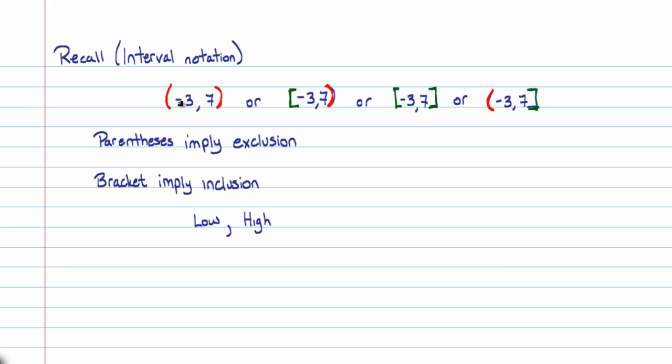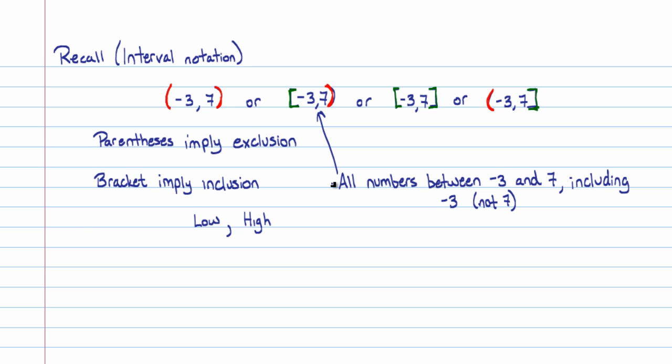Okay, so if you read through these, that first interval implies that you have all numbers between -3 and 7, but not including -3 and 7. This one right here, which I'll go ahead and actually write out, means that you have all numbers between -3 and 7, including -3, but not 7. The next interval is all numbers between -3 and 7, including both -3 and 7. Finally, the last interval is all numbers between -3 and 7, including 7, but not including -3. This is an easy way to mention a list of numbers without having to write out all numbers in between.